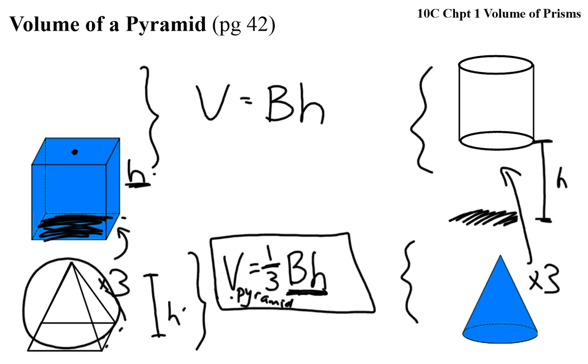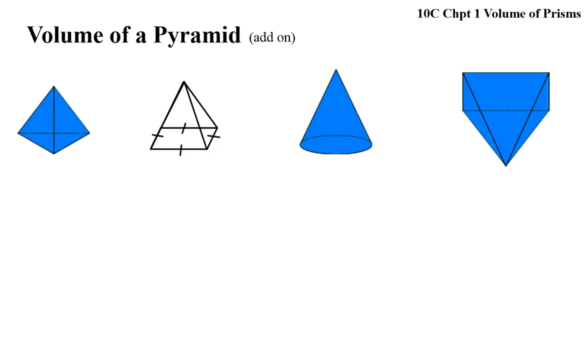Almost the exact same as the prism, but you need to have it with a third, which is the same as dividing by 3. Because 3 scoops went in, this is 1/3 the size. 3 scoops went in, so this is 1/3 the volume. And there you go. That's what you're doing with a pyramid.